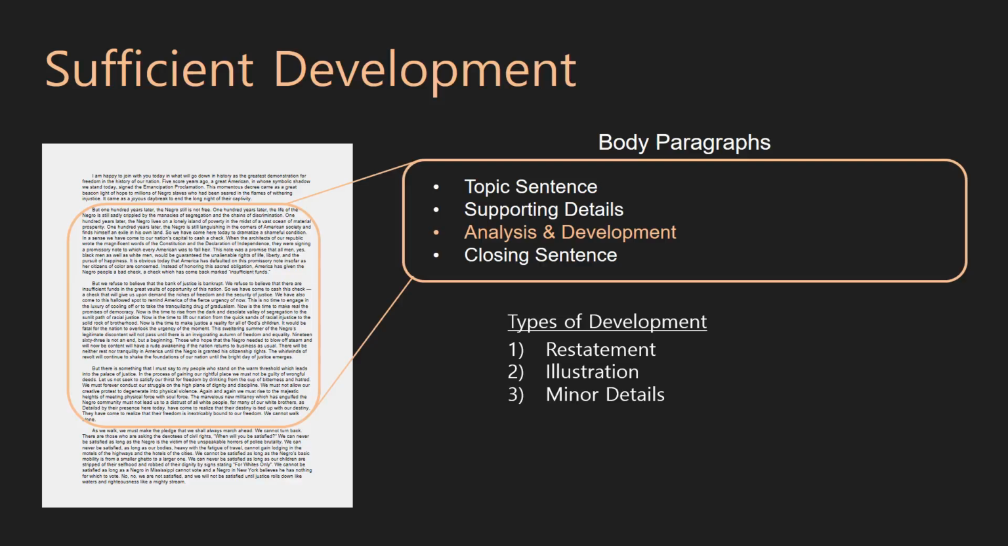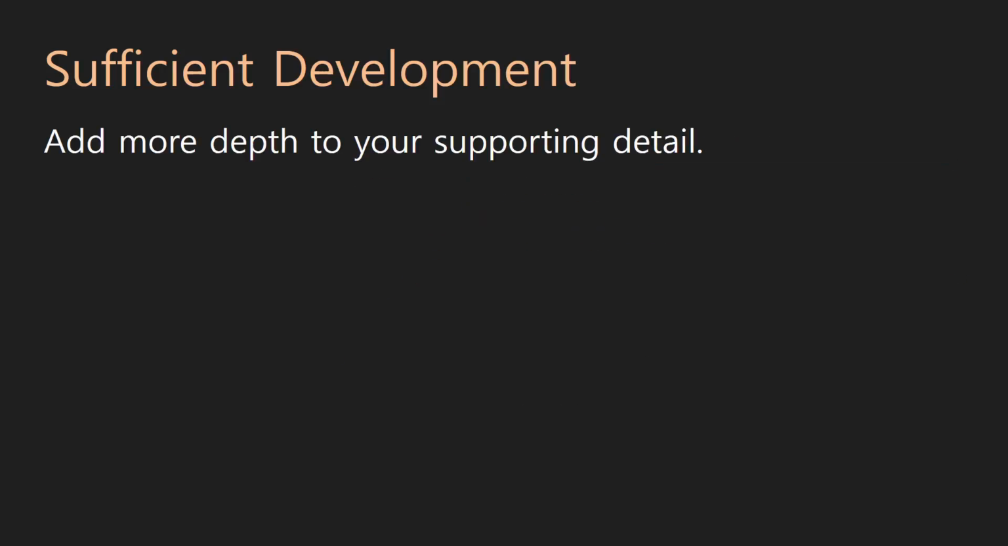Illustration is when you provide examples or scenarios to show your audience your supporting details in action. Finally, minor details are a pretty broad category, but it's when you add further important information that's related to your main supporting detail. Let's take a look at some examples to clear this up.